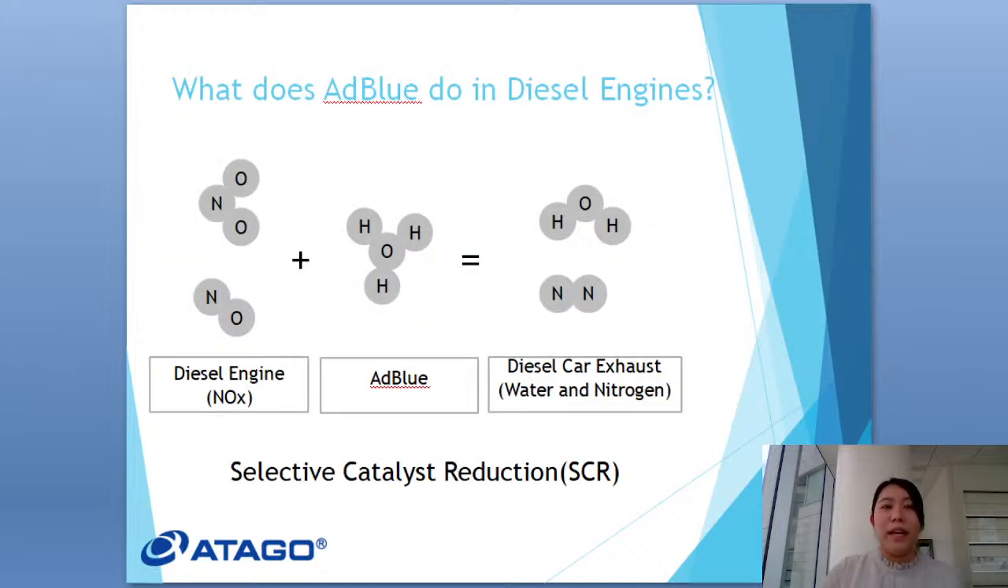So let me talk about what AdBlue does in a diesel engine. When the engine exhausts and creates nitrogen oxide, by mixing the AdBlue in, it makes H2O and nitrogen, so it makes water and nitrogen and exhausts it into the atmosphere. This means that there's nothing coming out that is harmful for us and for the environment. This is also known as selective catalytic reduction, which is the SCR.